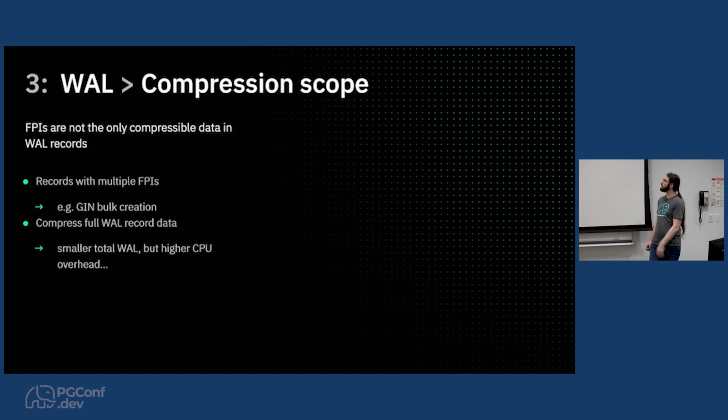And maybe we could even decide to compress the full WAL record data. This would mean that we would need to take more CPU time to decode the WAL record, but it would also mean that our WAL records would on average be smaller. Another potential here is that we could use compression dictionaries for certain WAL records, but that is for now a pie in the sky. I wouldn't expect that anytime soon because we don't even have compression dictionaries for anything else yet.